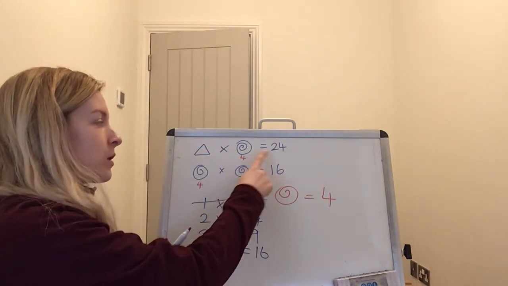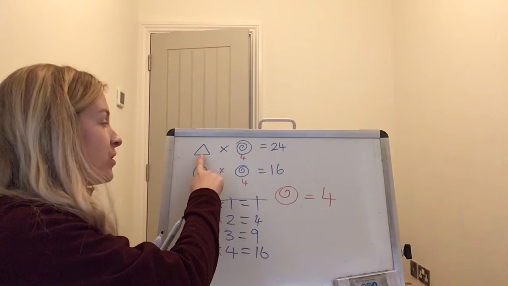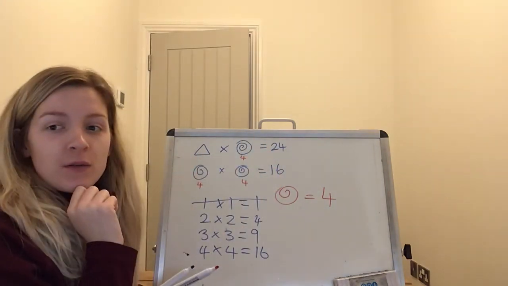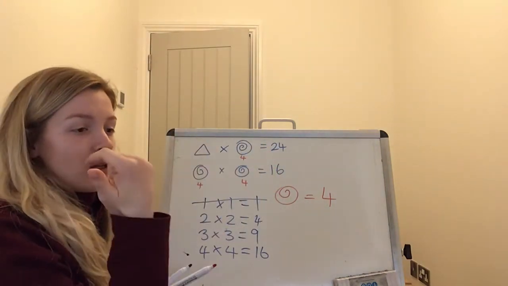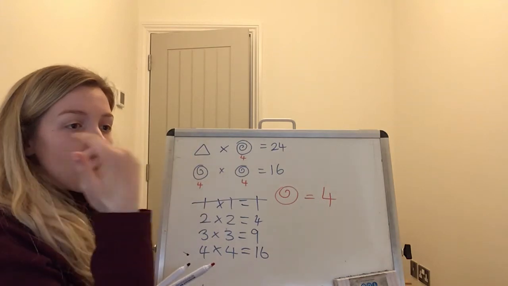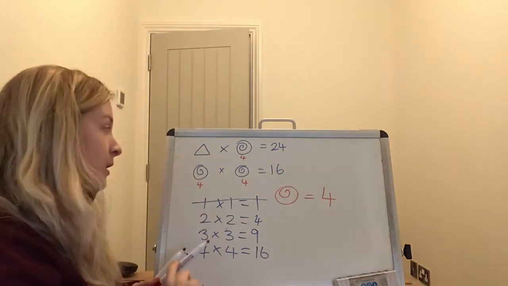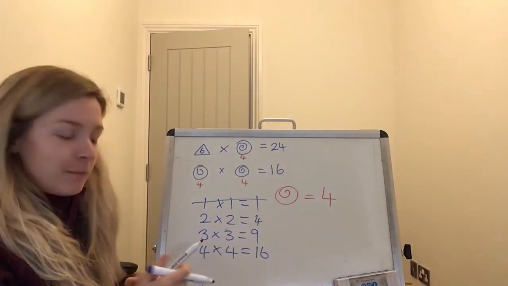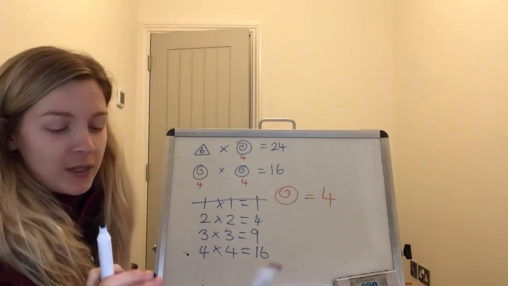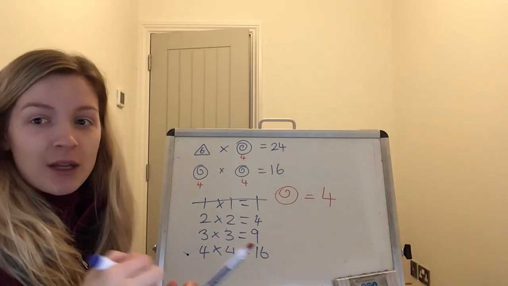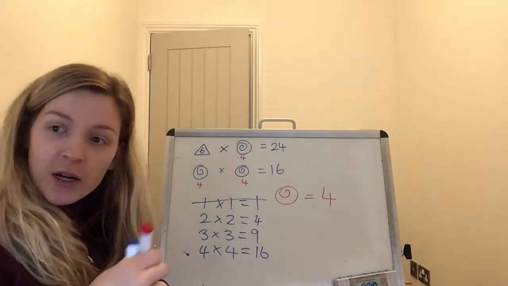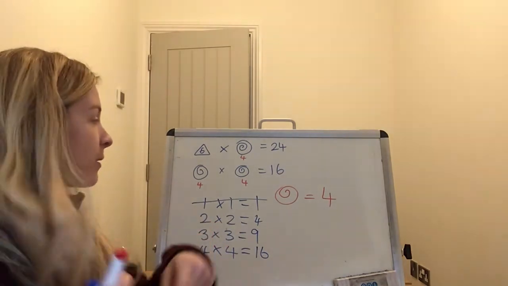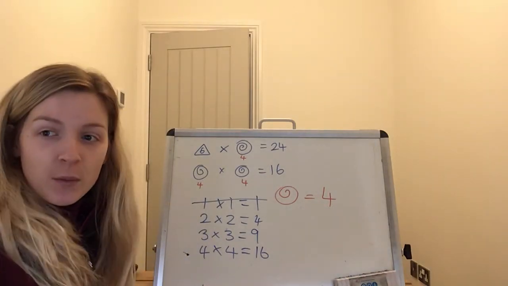How many 4s are there in 24? What number times by 4 is 24? Let's count. 4, 8, 12, 16, 20, 24. So you will find that the triangle is 6, okay? You have a similar problem to this in your learning today, so give it a go. Trial and error maybe might work, or you might be able to figure it out a different way, okay?